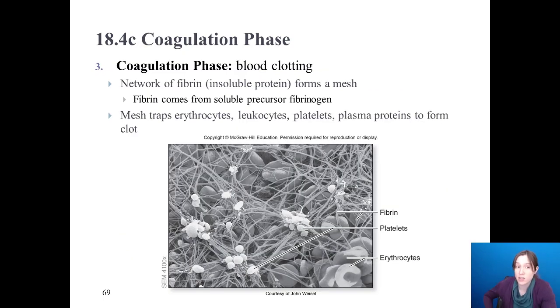All right, the third stage is the coagulation phase, and this phase is a little bit more complicated. We'll talk about that in just a moment. But this is really when blood clots. And the first thing that happens is that we have a network of fibrin, which is an insoluble protein that forms a mesh. And we can see in this picture, these are the little fibrin things right here, and then we've got platelets also that are attached to them, and then red blood cells or erythrocytes that are getting caught sort of in this mesh. And so the mesh is going to trap the erythrocytes, the leukocytes, platelets, and plasma proteins to form this clot.